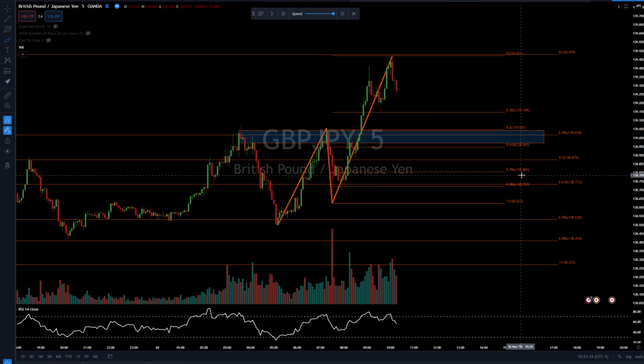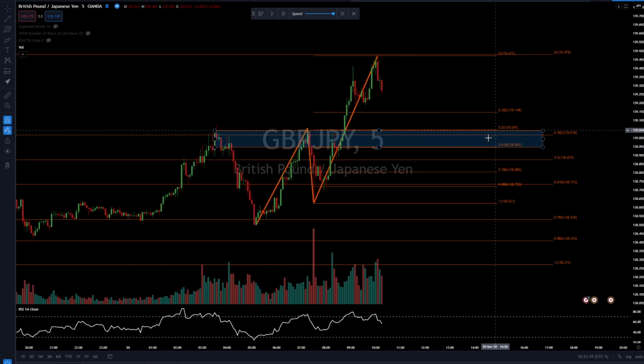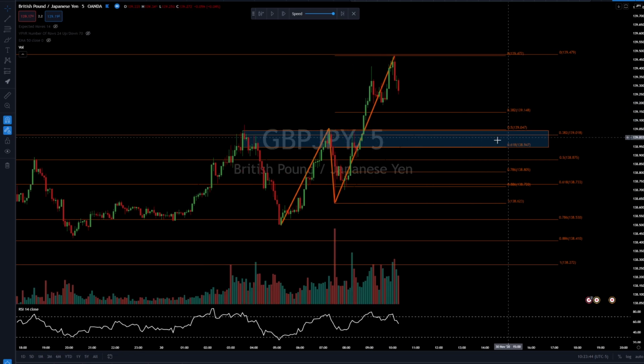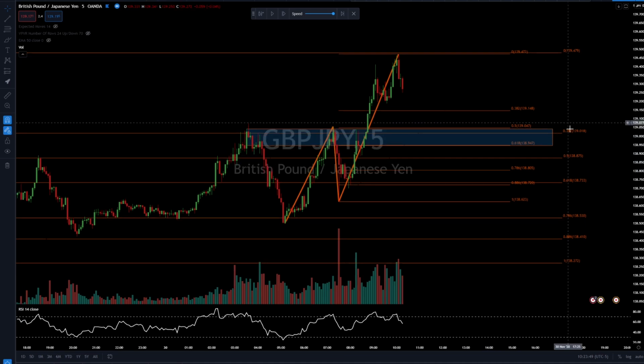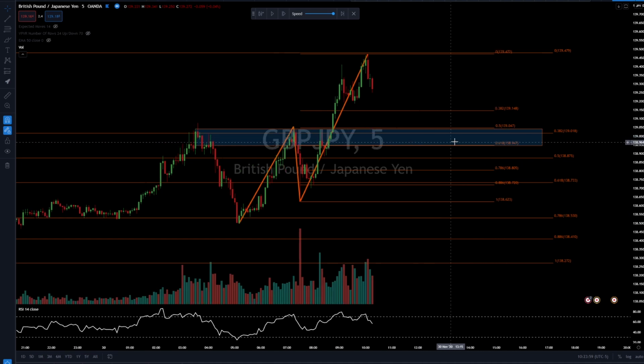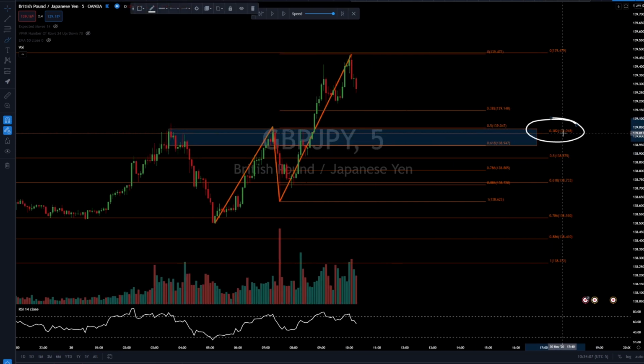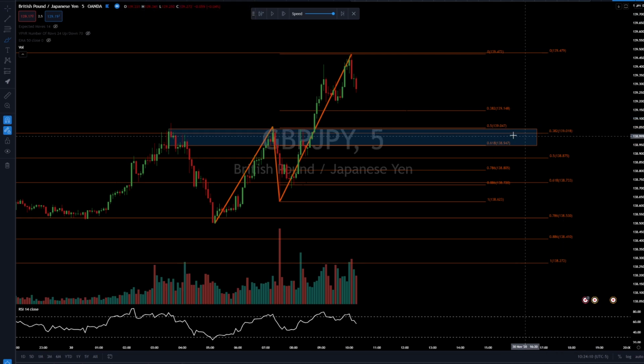The reason why I say that is because we have the 50 to 61.8 on our immediate swing here. I know it's difficult to differentiate the Fibonacci retracements, but these ones right here are the daily Fibonacci retracements. These right here are the immediate Fibonacci retracements. So you can see we got the 50 and the 61.8 Fibonacci retracement within our big support level. And then we have one of the daily levels right here within that blue box as well.